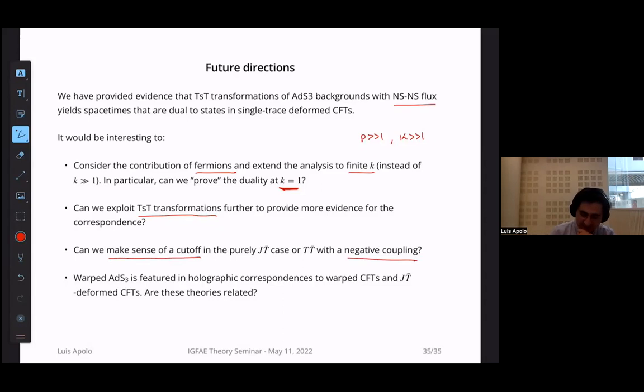And finally, these warped AdS spacetimes that I mentioned that show up in the context of the JTbar deformation are featured in other holographic correspondences, those of warped CFTs, and as we have seen, of JTbar deformed CFTs. It would be interesting to see if these theories are related. At least in the context that we have worked in here, we see that these are indeed JTbar deformed CFTs, but in different contexts, they belong to the space of warped CFTs. And it would be interesting to see if these two theories are somehow related.